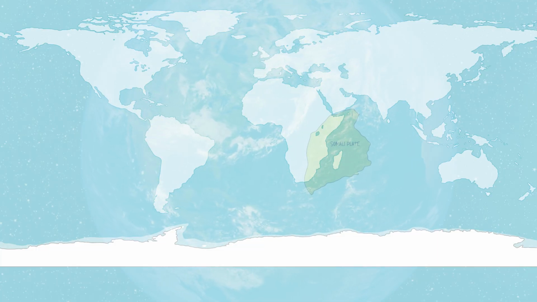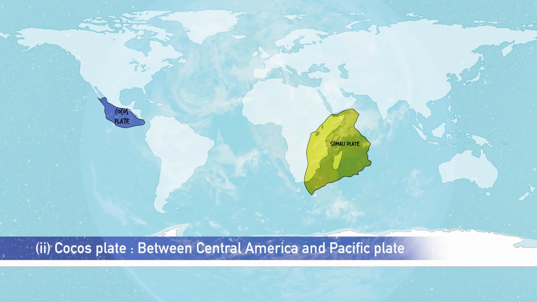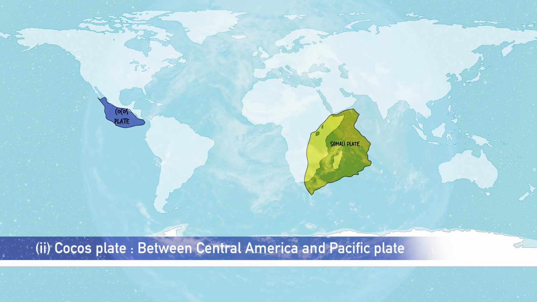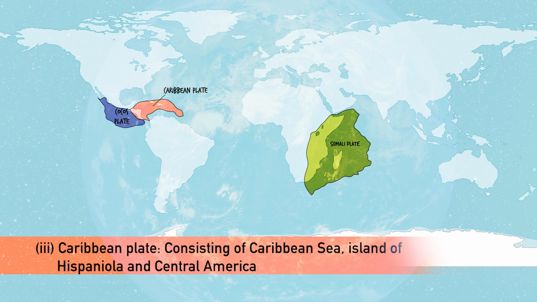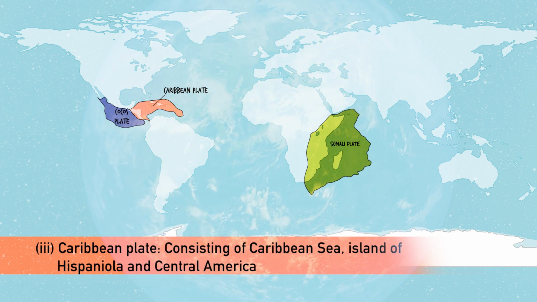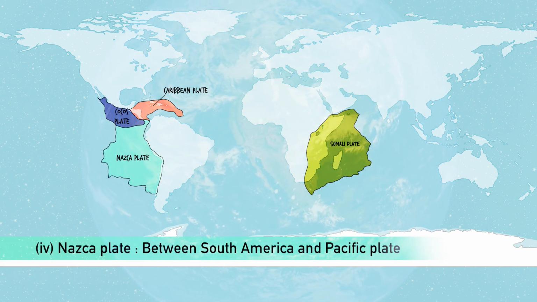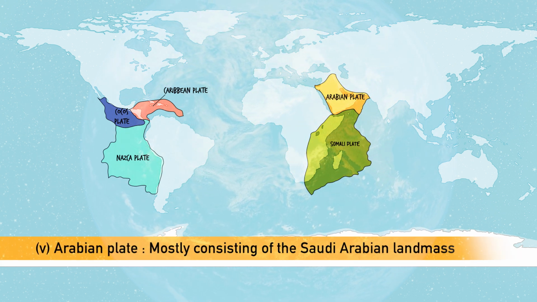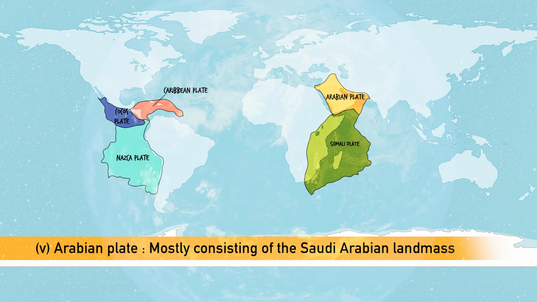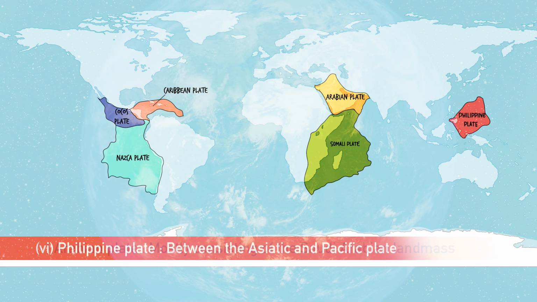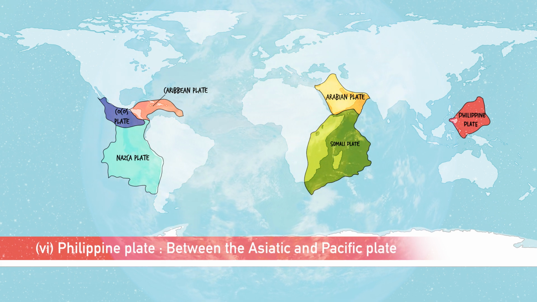include first Somali plate consisting of Somalia, second Cocos plate between Central America and Pacific plate, third is Caribbean plate consisting of Caribbean Sea, island of Hispaniola and Central America. Okay. Fourth is Nazca plate between South America and Pacific plate. Fifth is Arabian plate, mostly consisting of the Saudi Arabian landmass. And the sixth and the last one is the Philippines plate between the Asiatic and Pacific plate.